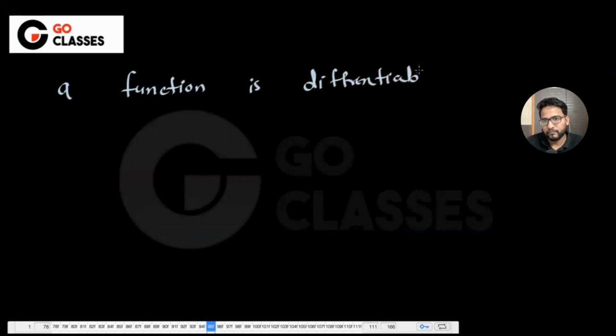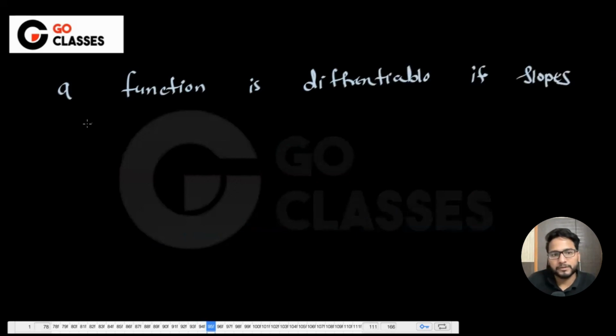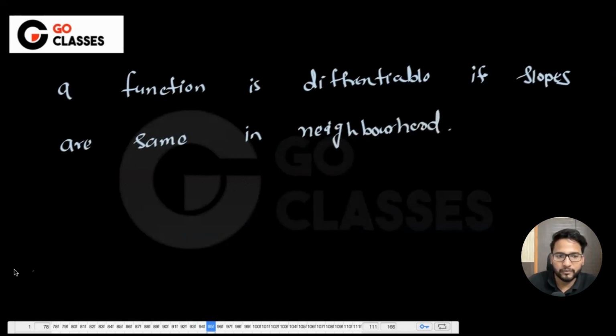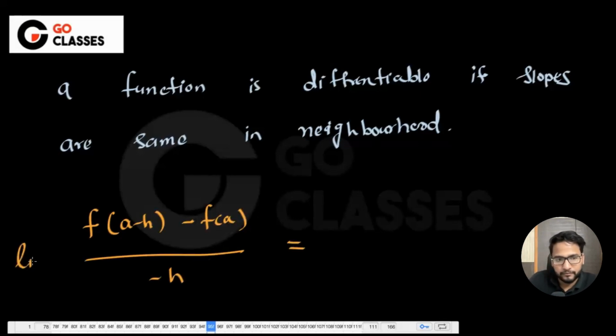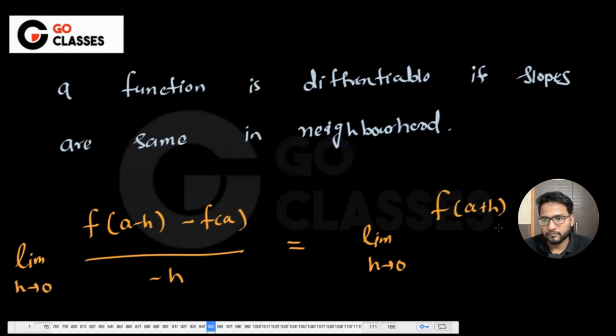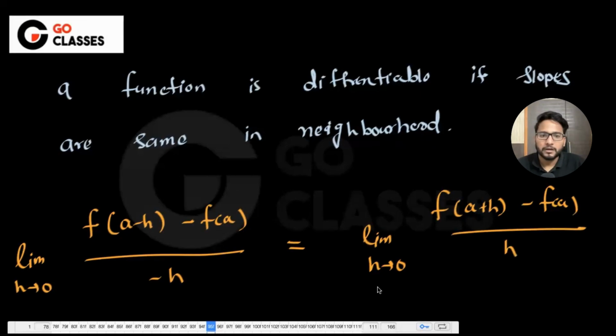So I will say a function is differentiable if slopes are the same in the neighborhood. You always talk about neighborhood, which means the slope with respect to the left will be f(a minus h), which should be the same as the slope on the right. The slopes just left and just right won't be exactly the same, so that's where the limit comes in: limit h tends to zero. If you zoom it maybe a million times, then you have to agree that the slopes are the same, it is not changing.